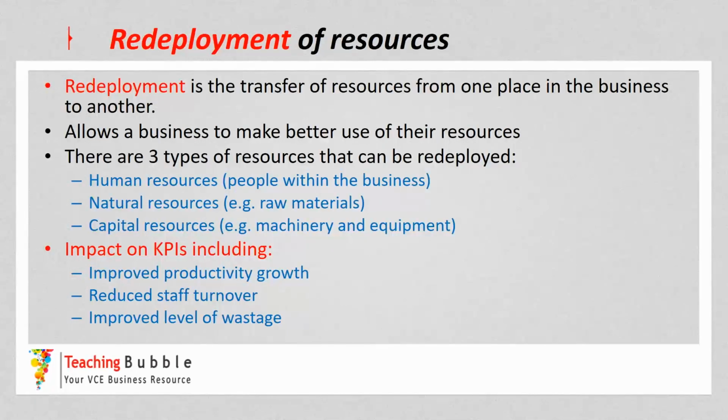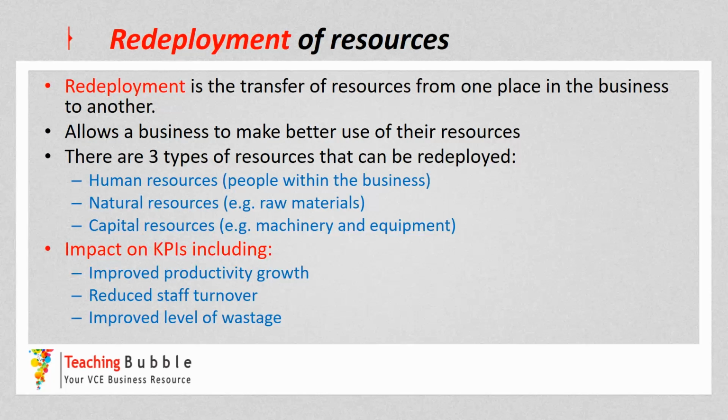Now, the final strategy listed in our study design in this area is the redeployment of resources. Redeployment is the transfer of resources from one place in the business to another, which allows a business to make better use of their resources. So if a business has particular resources that aren't being used very well in one area of the business, they may decide to move them to where they're in demand so they can be utilized in a more effective manner. There are 3 types of resources that can be redeployed, and it's important that we know all these 3 because these 3 resources are specifically listed in our study design.